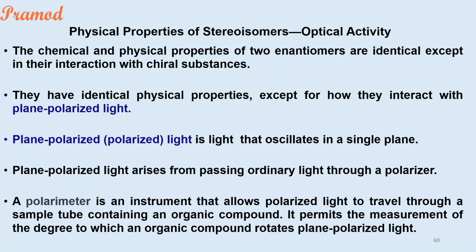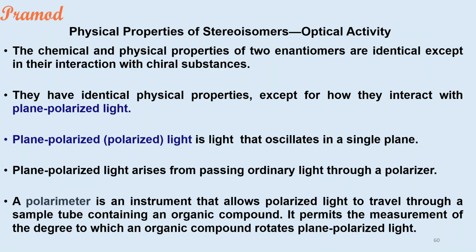They have identical physical properties except how they rotate plane polarized light. Very important. The melting point, boiling point, everything is the same, but the only thing they differ in is how they interact with plane polarized light. Plane polarized light is light that oscillates in a single plane. When all the rays of light oscillate in a single plane, parallel to each other, such light is called plane polarized light or polarized light.